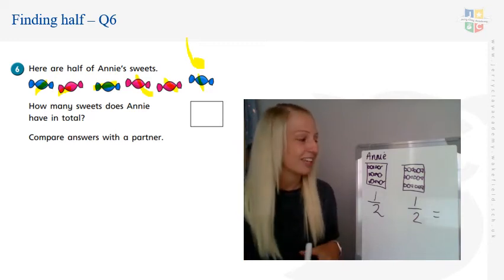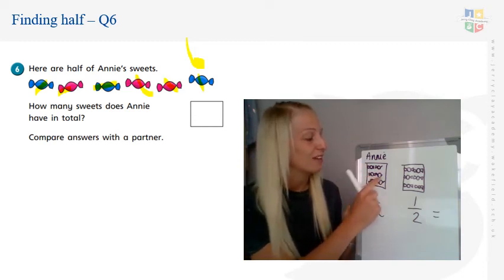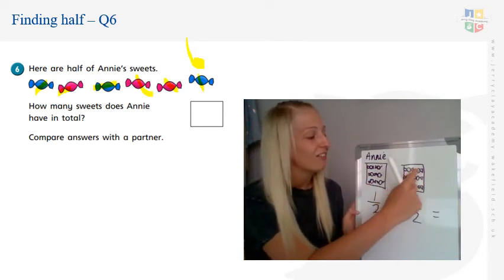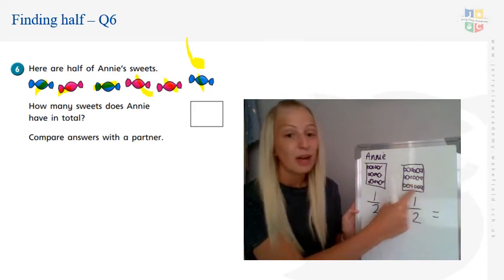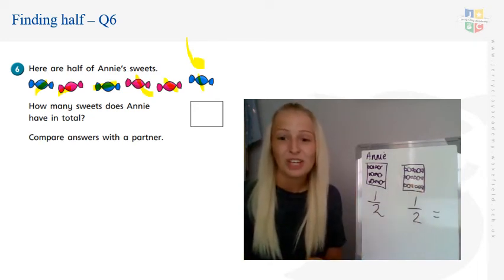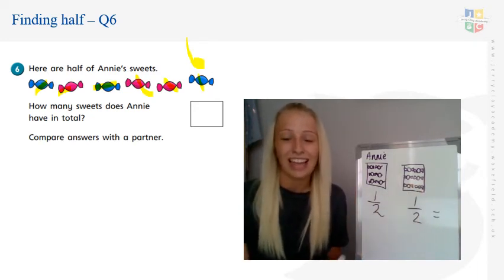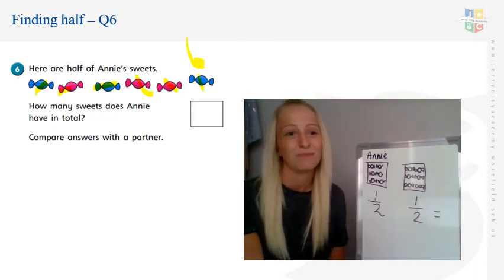Excellent. So she's got 1, 2, 3, 4, 5, 6, 7, 8, 9, 10, 11, 12. So the total number of sweets should be 12. Excellent. Let's have a look at question number 7.